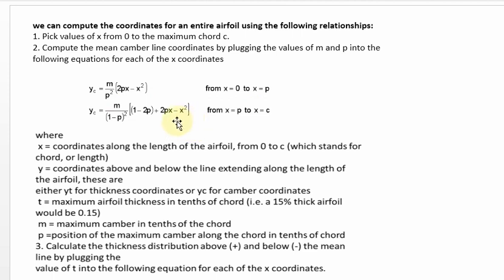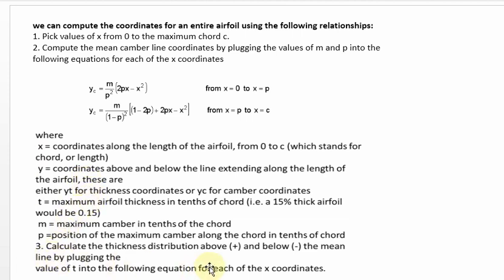Okay, so you know the meaning of x, the value of x, and p the position, and m is nothing but the maximum camber. All those things we discussed in the 4-digit series itself, so we have to identify them. So this equation will be helpful for locating your mean camber line. This is the second step. And the third step, the explanation will be given in the same manner.